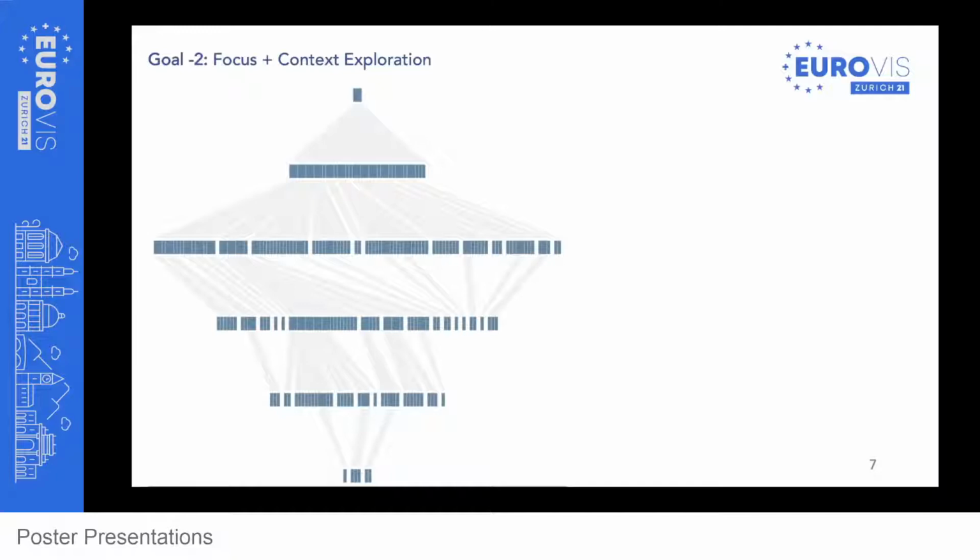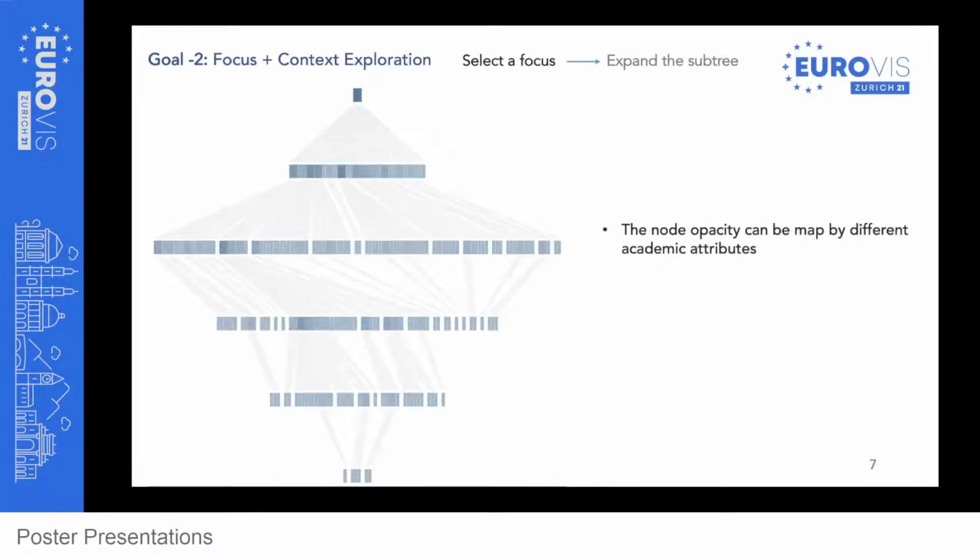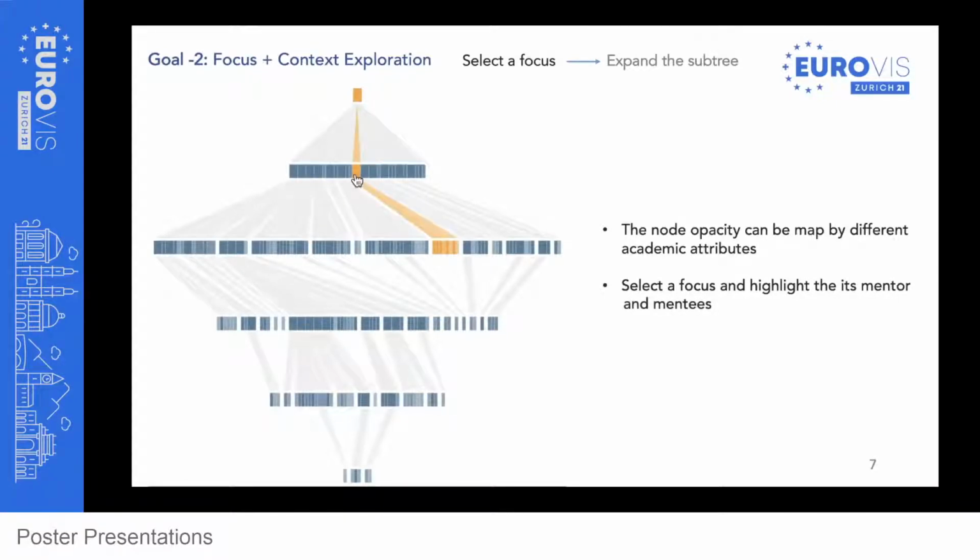The second goal, we design focus plus context exploration. To select focus, the node opacity can be mapped by different academic attributes. And then we can select focus and highlight its mentors and mentees. We can further expand the subtree via 3 steps.